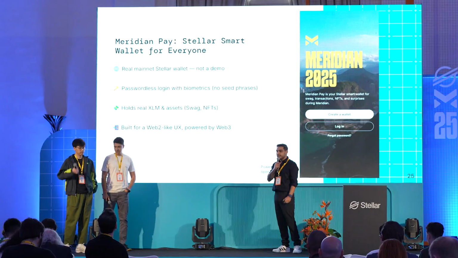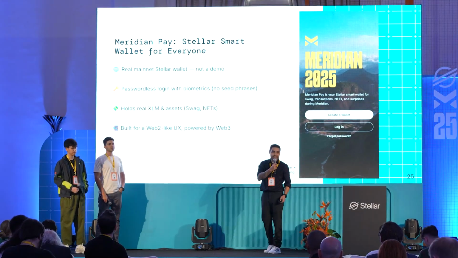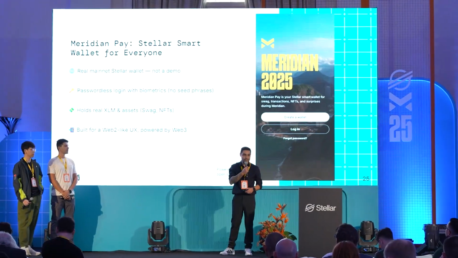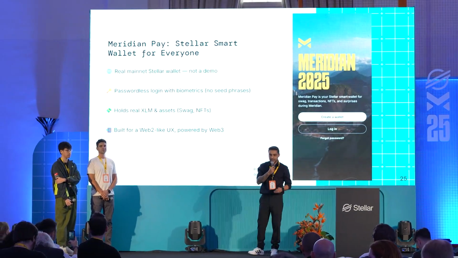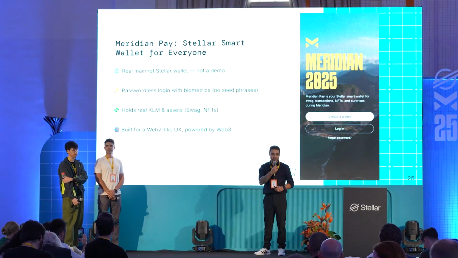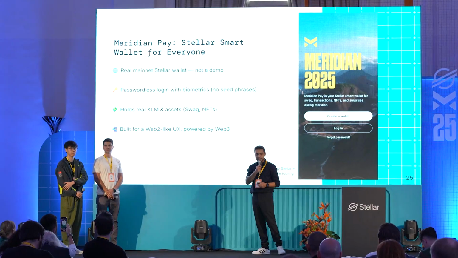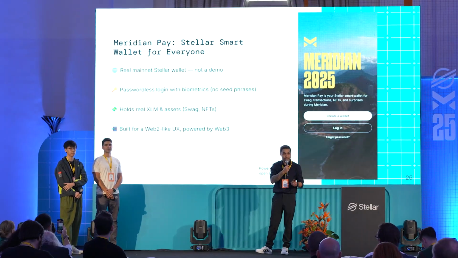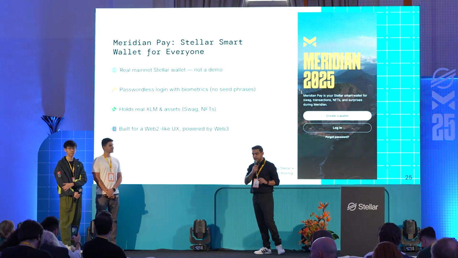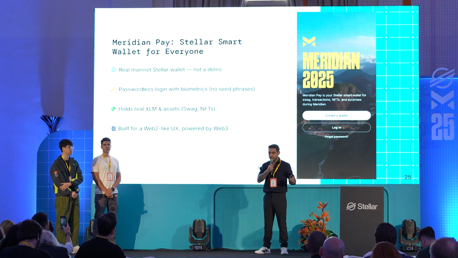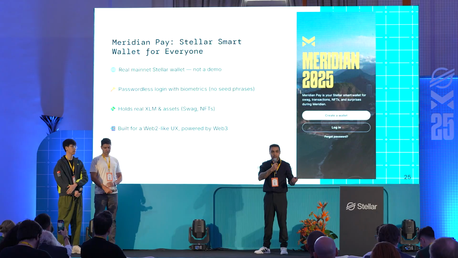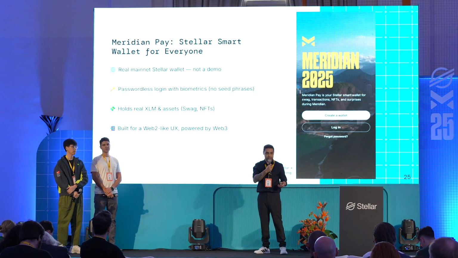So, Meridian Pay is a stellar smart wallet that feels like a regular web app, but everything you do is happening on-chain. This is not a demo or a testnet. Every one of you is holding a real Stellar wallet in your hands, holding real XLM and real assets. And our goal since the beginning was very simple. Our goal was to deliver a Web2-like experience into Web3 while showcasing things that can only be done with Stellar.